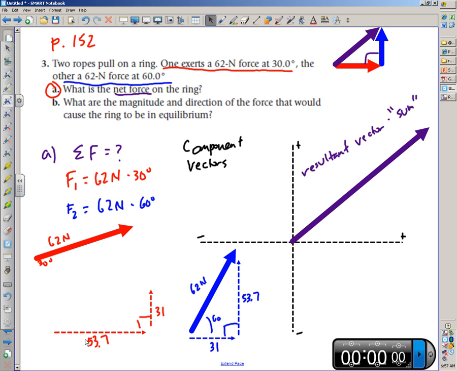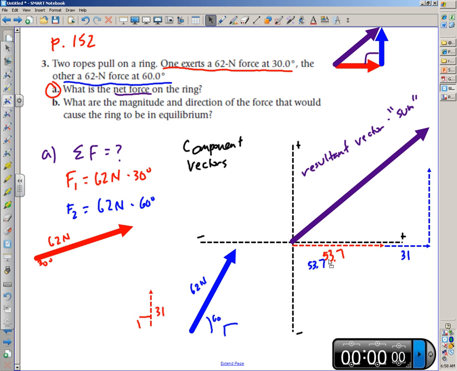Relating it back to our problem, if we take this horizontal component, which we know is 53.7 newtons, and we take this horizontal component, which we know is 31 newtons, we can make ourselves one big horizontal component. If we take this vertical component, which we know is 53.7 newtons, and we take this vertical component, which we know is 31 newtons, we can make ourselves one big vertical component.